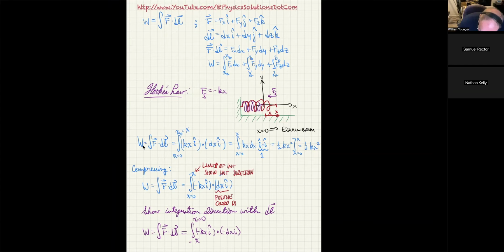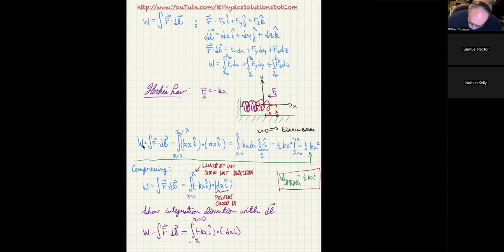The main thing we're getting out of this example, which is just the part above the line here, is this result. The work done in compressing or stretching a spring by an amount x is 1/2 kx squared, and the k is called the spring constant, and it has units of newtons per meter in general.